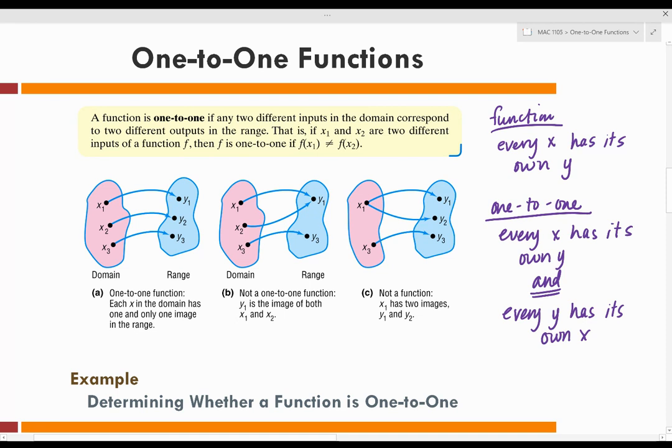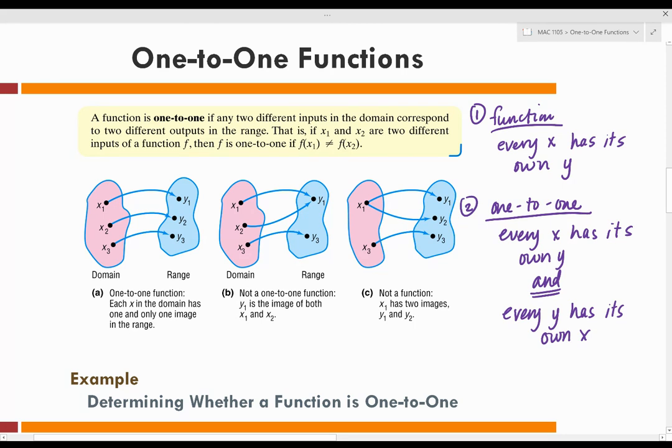So if you guys want to think about these as like levels, okay? So you can't be one-to-one if you're not first a function. Okay, so if they ever ask you, is this one-to-one? Well, you have to check to see if it's a function first. So there's stages. You first have to be a function, and then you could be a one-to-one function.